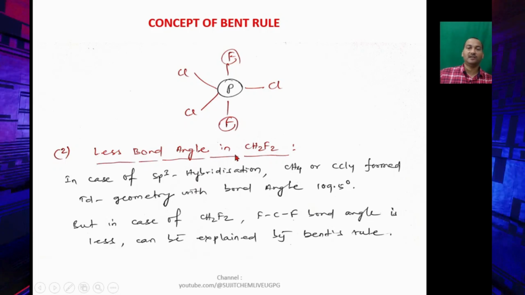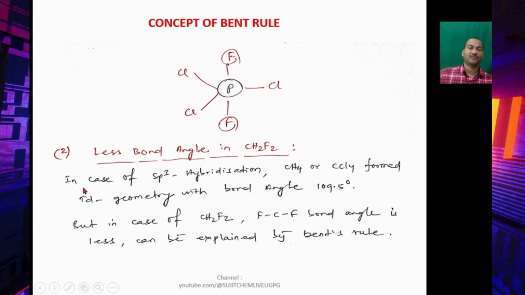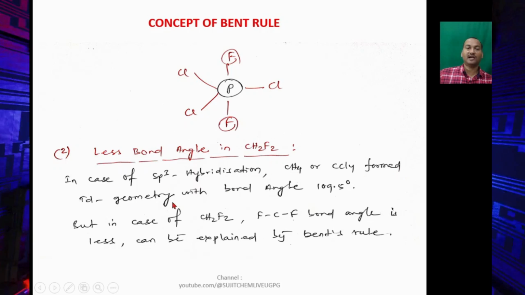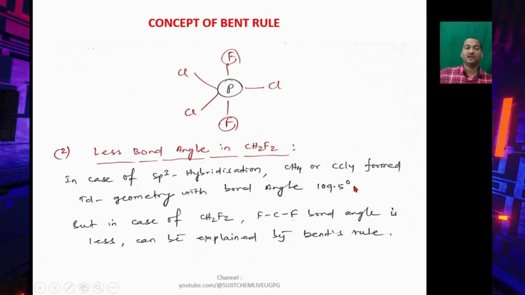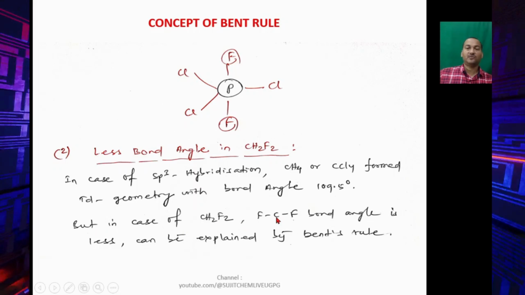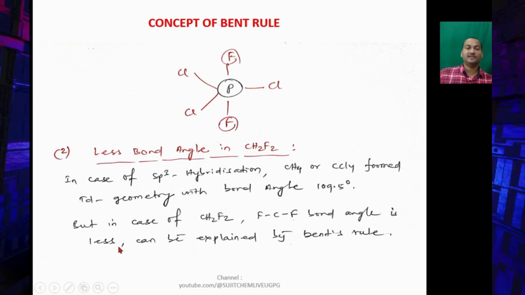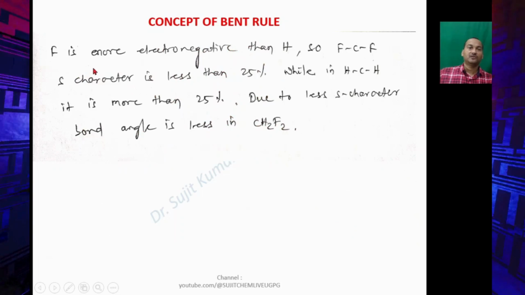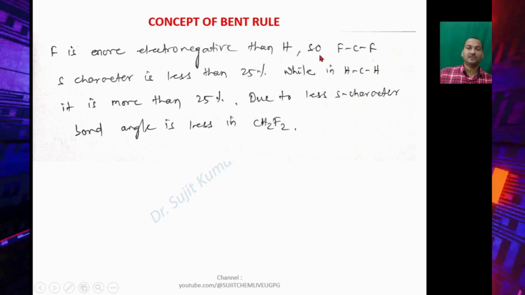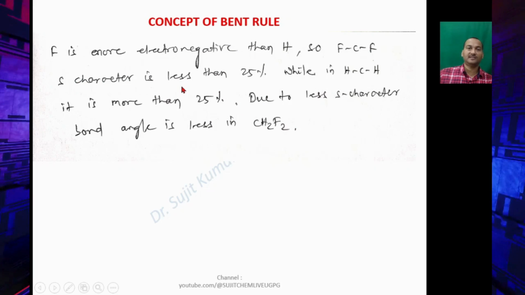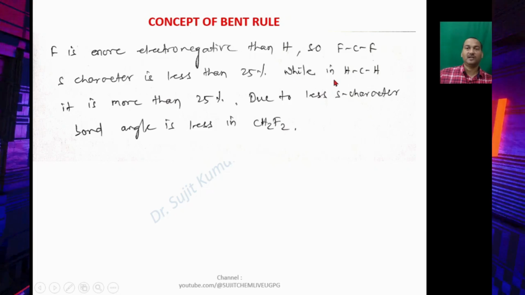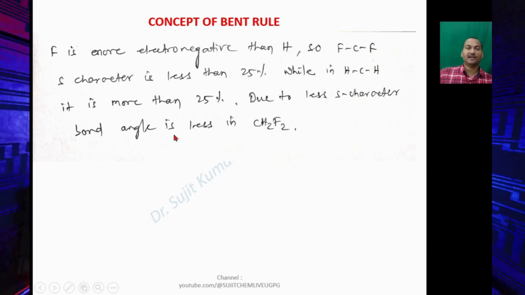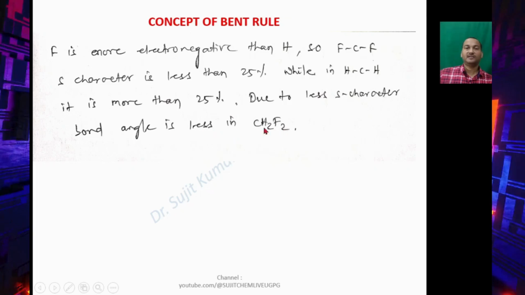Similarly, the smaller bond angle in CH2F2 is also explained. In case of sp3 hybridization, methane or carbon tetrachloride forms tetrahedral geometry with bond angle 109.28 minutes. But in case of CH2F2, the FCF bond angle is less, and it can be explained by Bent's rule. Fluorine is more electronegative than hydrogen, so in FCF the s character is less than 25%, while in HCH it is more than 25%. Due to less s character, the bond angle is less in CH2F2.